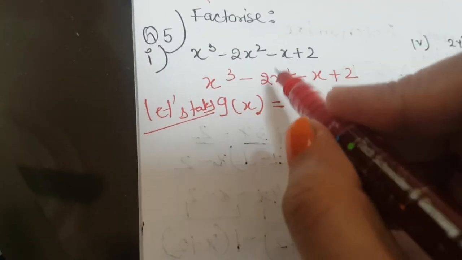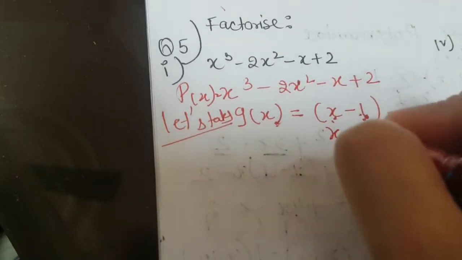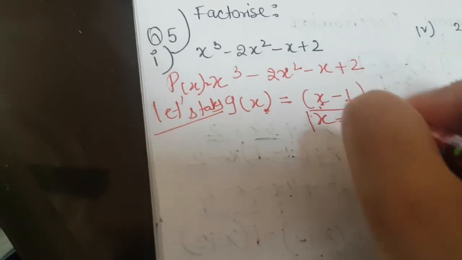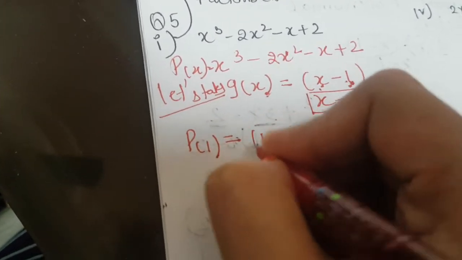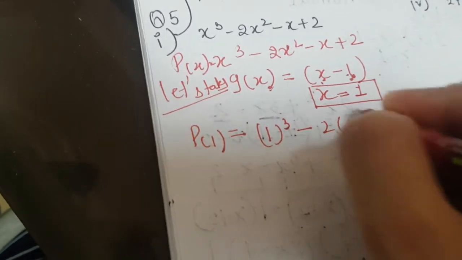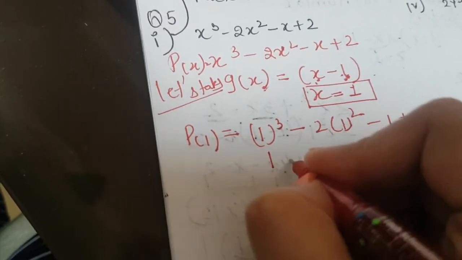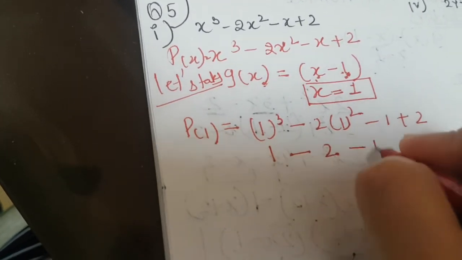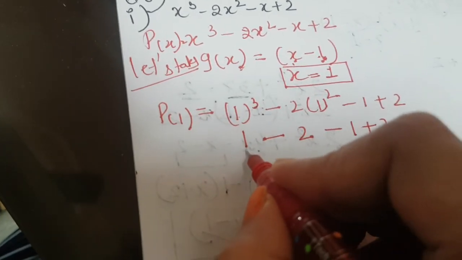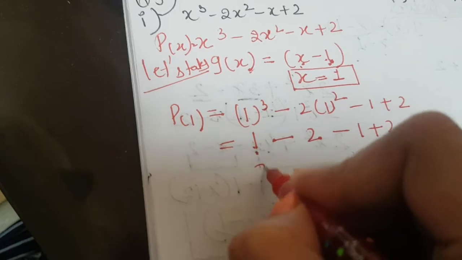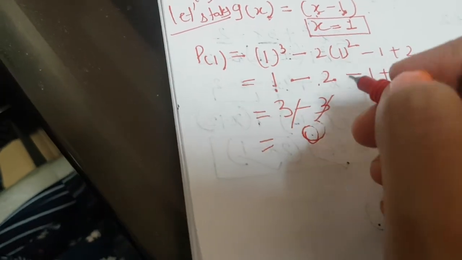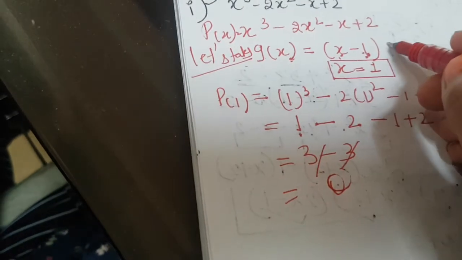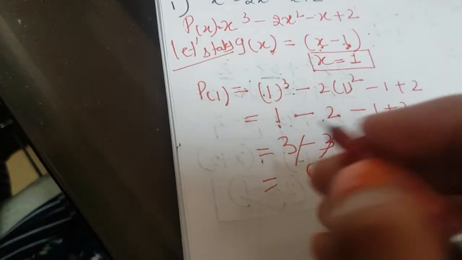So if we have to check whether gx is a factor of px or not, what do we have to do? First find out the value of x. Value of x will be 1. Now put the value of x in this equation. In px, 1 cube minus 2 into 1 square minus 1 plus 2. So it will be 1 minus 2 minus 1 plus 2. So add positive and negative together: 1 and 2 plus is 3, minus 2 minus 1 is minus 3. So the answer is coming 0. It means yes, what we assumed is correct, that x minus 1 is a factor of px.